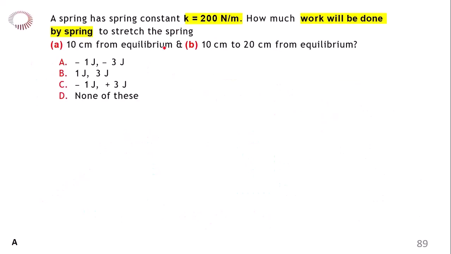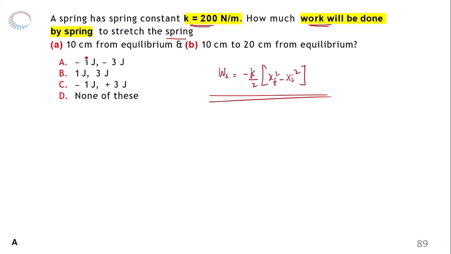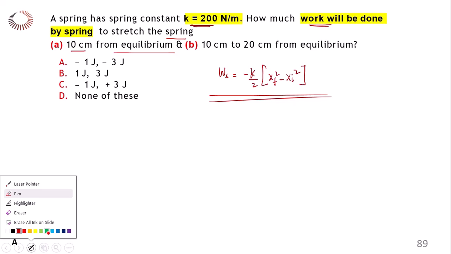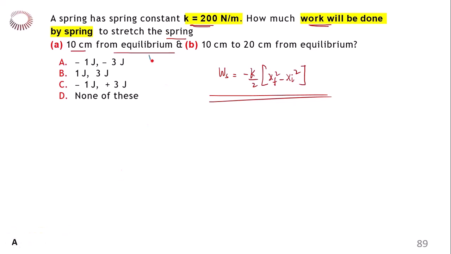Similarly, a spring is there whose K is given. How much work will be done by the spring to stretch the spring? You are asked to calculate the work done by the spring. You know the work done by the spring is minus K by 2 into (x final squared minus x initial squared). So this is the final expression. Now, from 10 centimeter from equilibrium. Equilibrium is the neutral position or the null position, that is the natural length position.